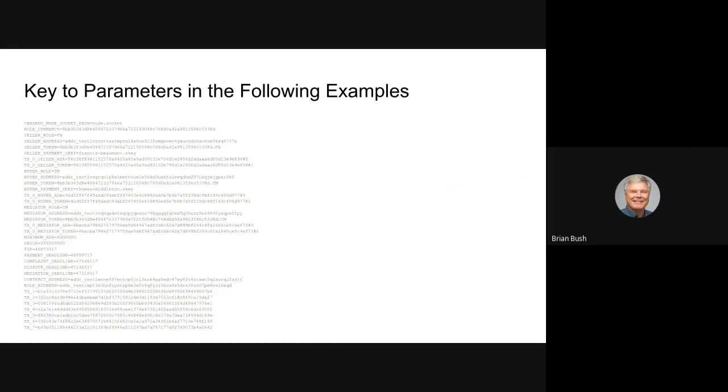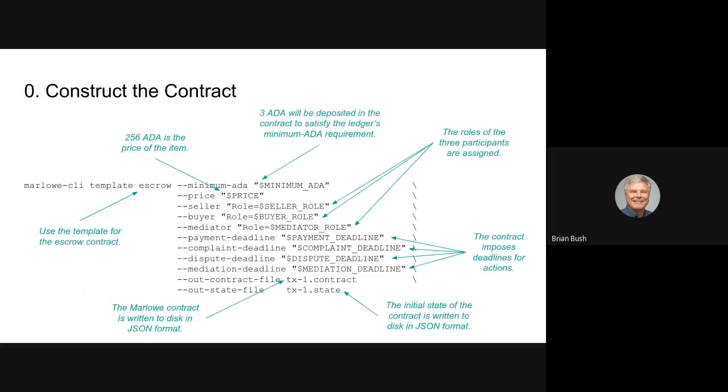There are a lot of parameters here that we're going to be using. This is just for reference. You can refer to these later. We also have detailed tutorials online that go through all this information. This is what you'd actually do on the command line. It's a simple single command to create the escrow contract.